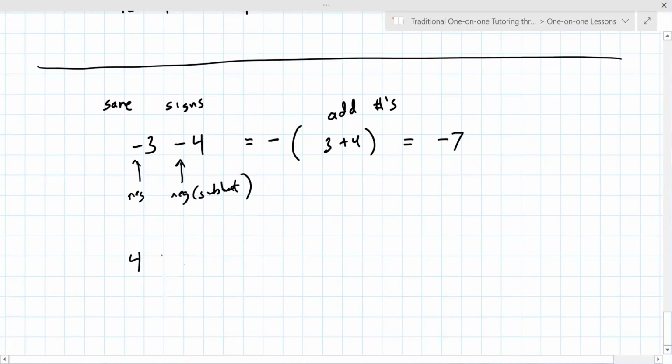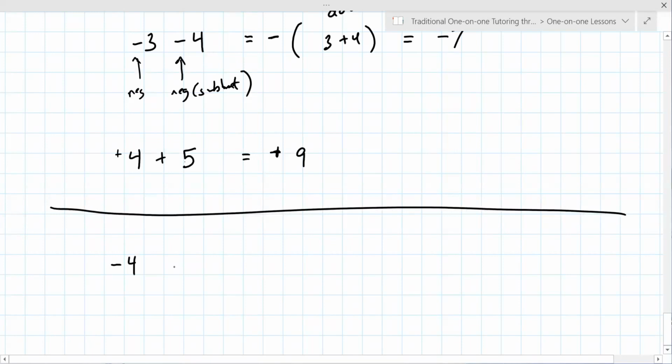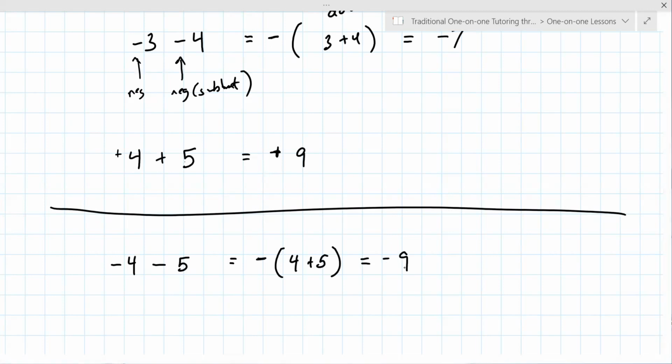Because if I say, what's 4 plus 5? Why is it positive? Because they're both positive. So 4 plus 5 is 9. But if I then said, what is -4 minus 5? See how they're both negative? That means the answer is negative and you add the numbers. So that's -9.